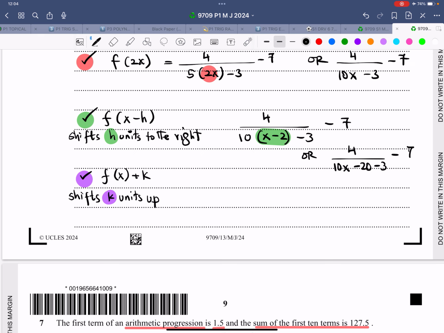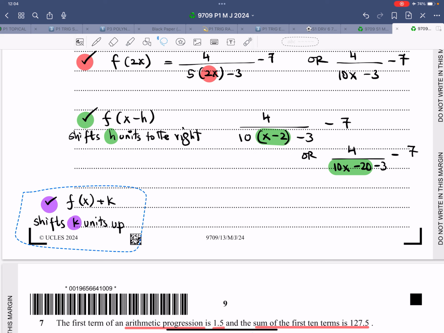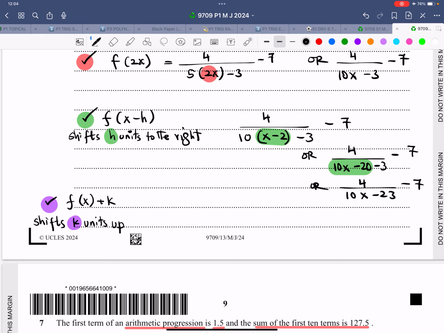That's correct. Now let me just write it properly. Okay. So now this thing is 10x minus 20 minus 3. That comes out to be 10x minus 23. So this comes out to be, let me shift this down a bit more. Okay, all the way up till here, and that will be the ending of it. So that is 4 over 10x minus 23 minus 7.